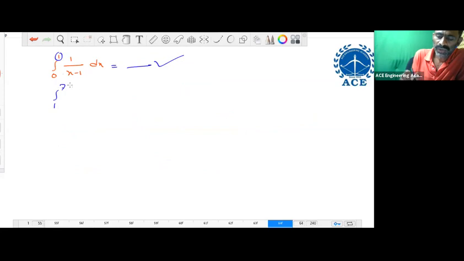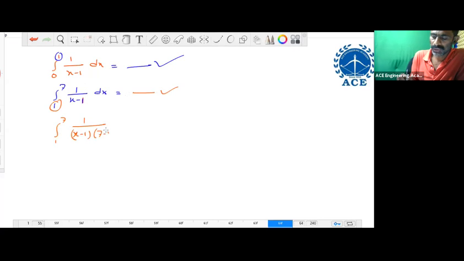Suppose integral 1 to 7, 1 by x minus 7 dx equals. Now this function is infinite at the lower limit. We can go for direct integration. Suppose the integral is given like this: 1 to 7, 1 by (x minus 1) into (7 minus x) dx. Here we cannot do the integration directly.